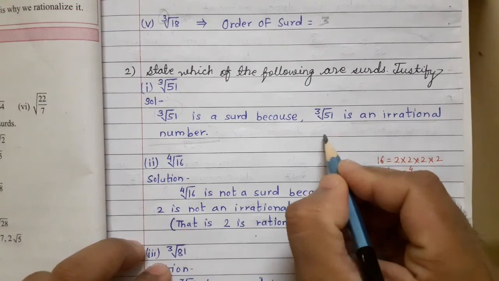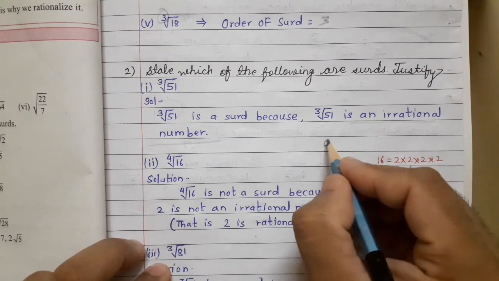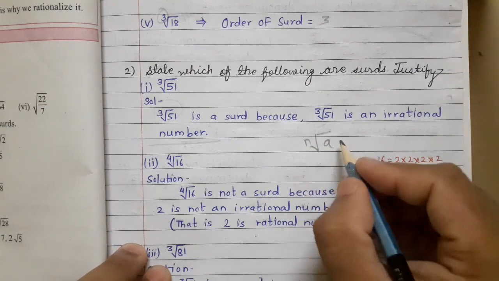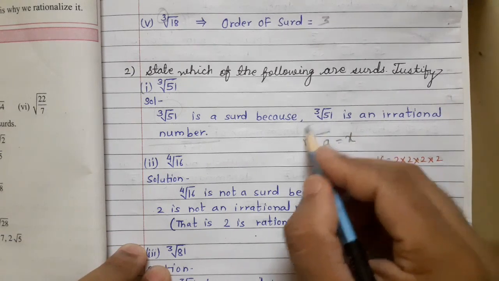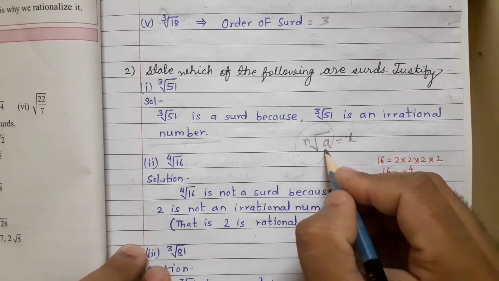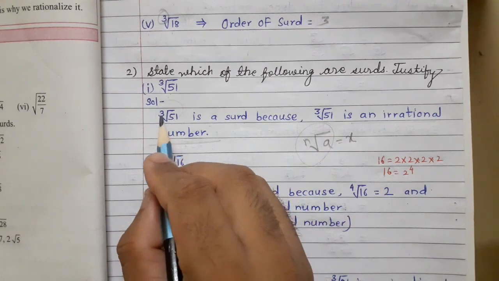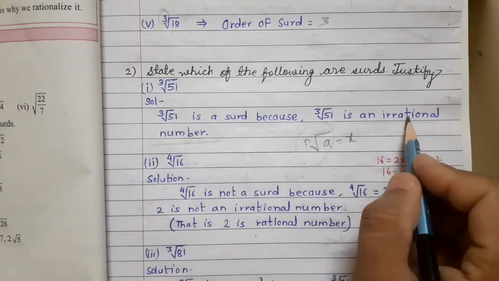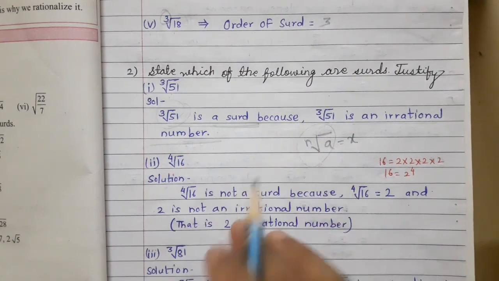We know that if a is a positive number and if we take the nth root of a and that will be x, and that x is an irrational number, then we can say that this nth root of a is a surd. So here 51 is a positive number, and the cube root of 51 we are getting as an irrational number, so we can say that cube root of 51 is a surd.